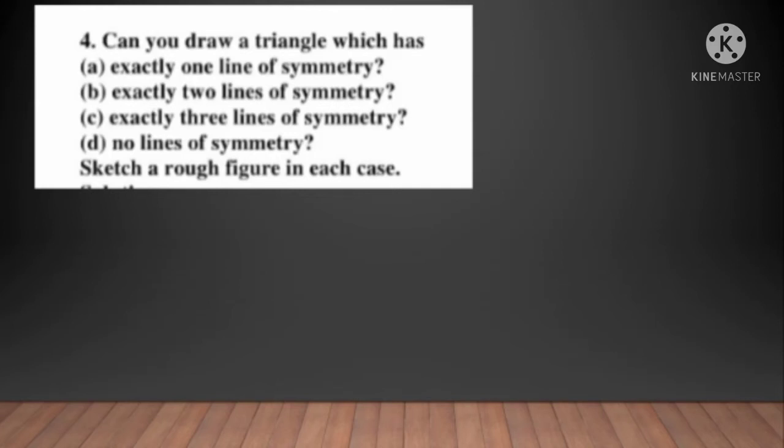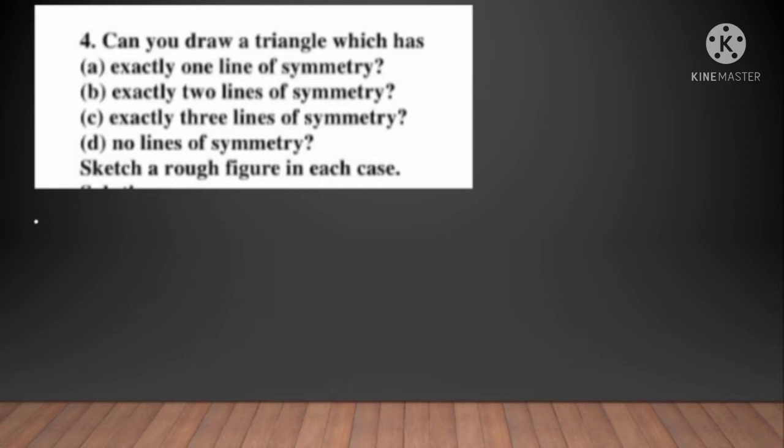Hi students, so today we are going to see sum number 4. Can you draw a triangle which has exactly one line of symmetry? Second subdivision, exactly two lines of symmetry. Subdivision C, exactly 3 lines of symmetry. Fourth subdivision, no lines of symmetry. Sketch a rough figure in each case. So we have to draw a triangle based on these conditions.